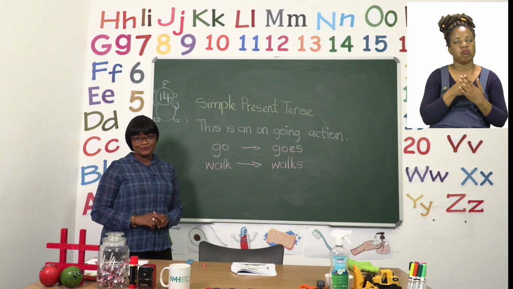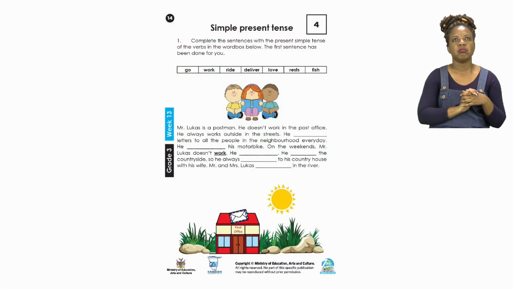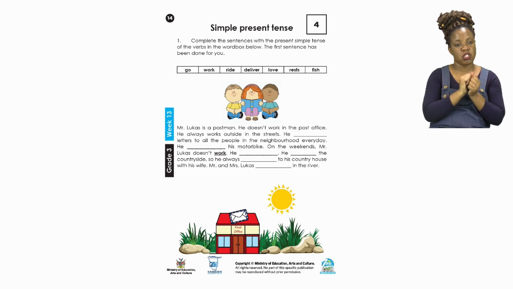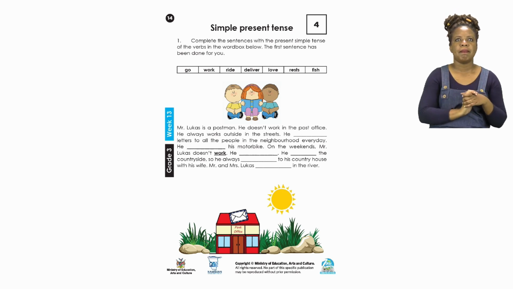Let's take a look. Now, we're going to be using the words in the word box and we're going to change them before we put them into the passage. They say that the first one has already been done for us, so let us continue from there. It says, let's start from the beginning. Mr. Lucas is a postman. He doesn't work in the post office. He always works outside in the streets.